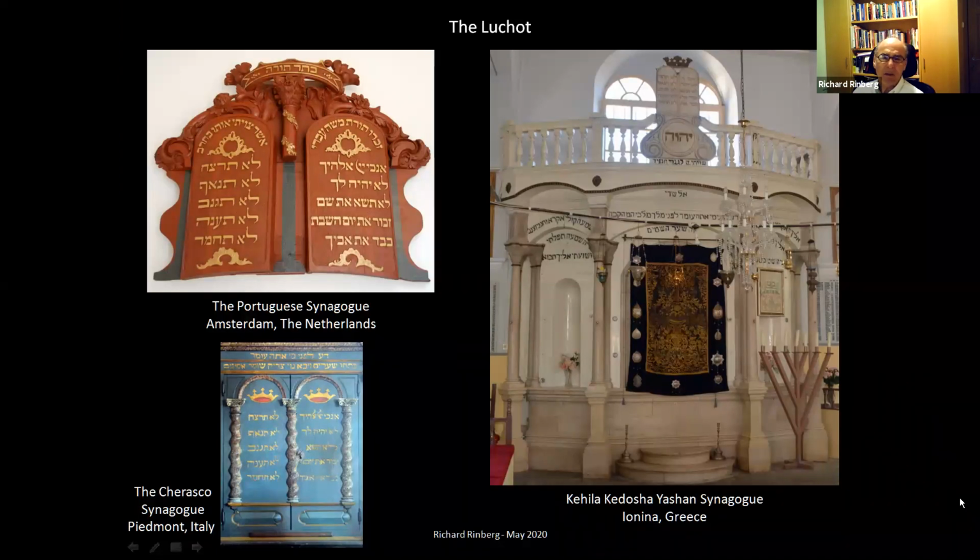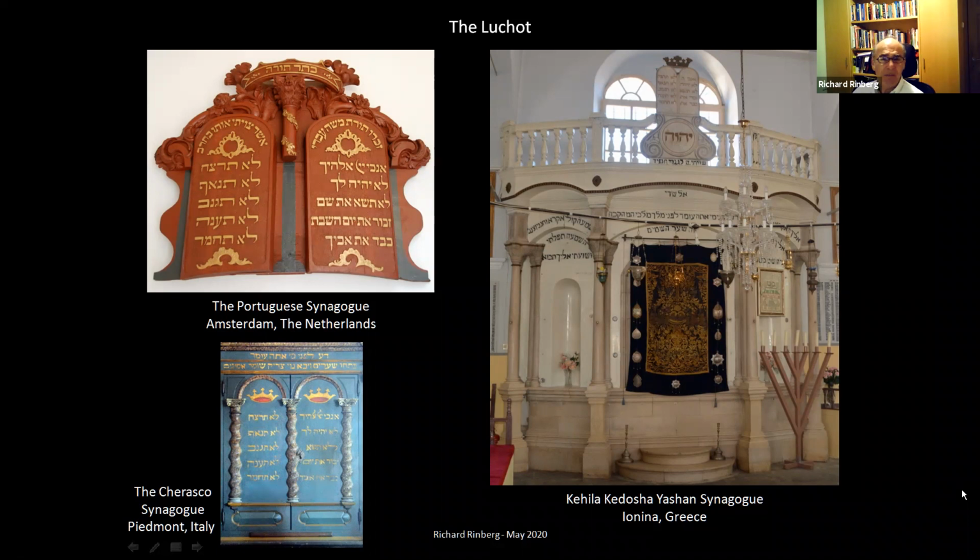When we walk into a shul, Bet Knesset, we're very comfortable, or we see this. The Luchot, this one from the Portuguese synagogue in Amsterdam. This is from northern Italy, in Piedmont. That's actually the ark itself. This is from above the ark. And here we see the Keter Torah, the Luchot, Hashem's name, the Parochet. This is from Yanina in Greece. It's all across. We're all very comfortable with this.